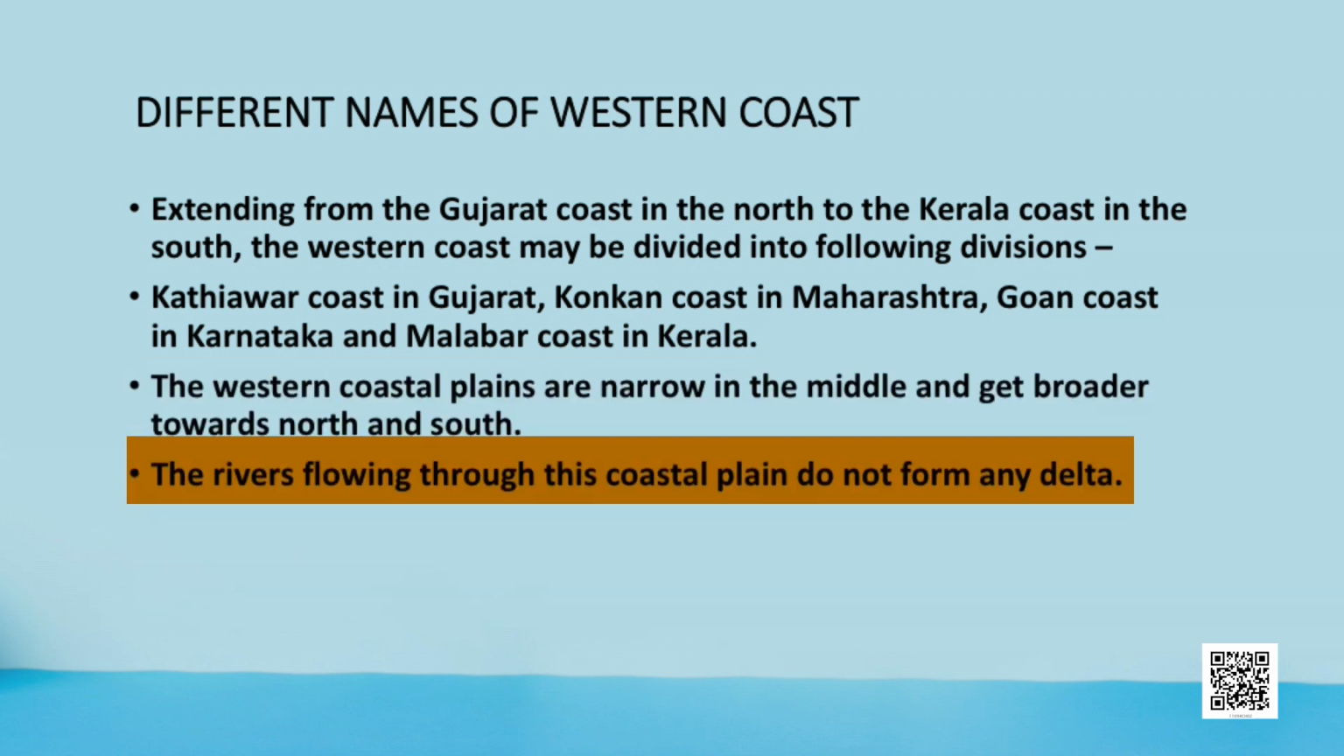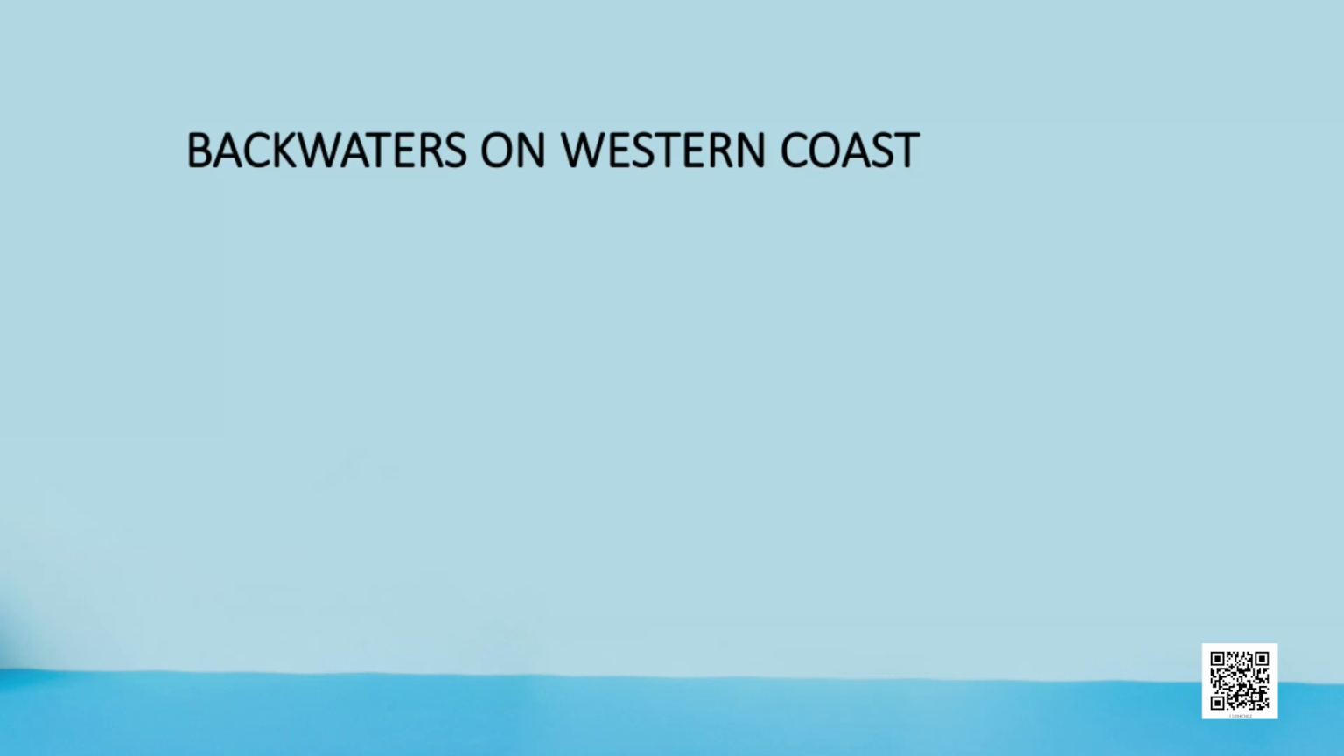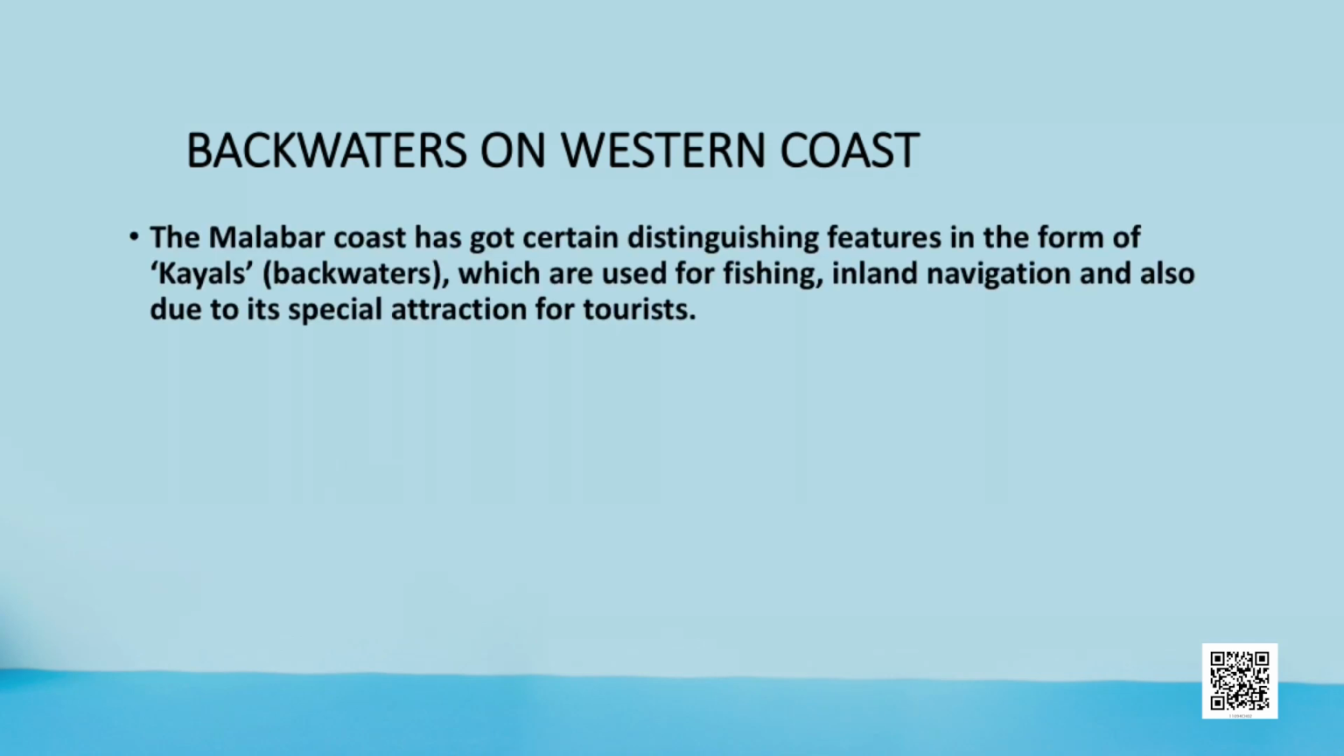The rivers flowing through this coastal plain do not form any delta. They just form a tidal mouth of the river, which is also referred to as estuaries. This west coast has a lot of backwaters. The Malabar coast has certain distinguishing features in the form of kayals. Kayals are backwaters which are used for fishing, inland navigation, and also due to their special attraction for tourists.